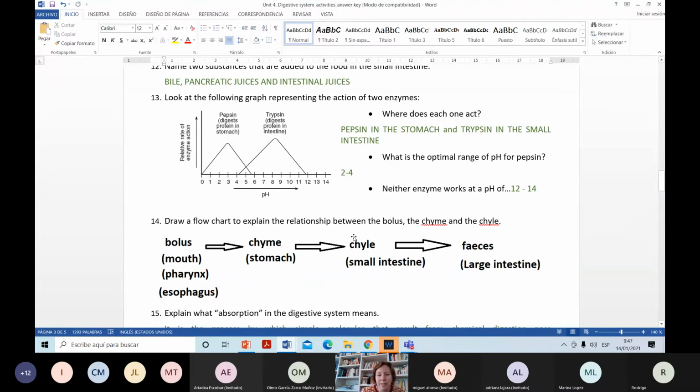Once we have these liquids, en el 14 estábamos, fíjate si habíamos avanzado.